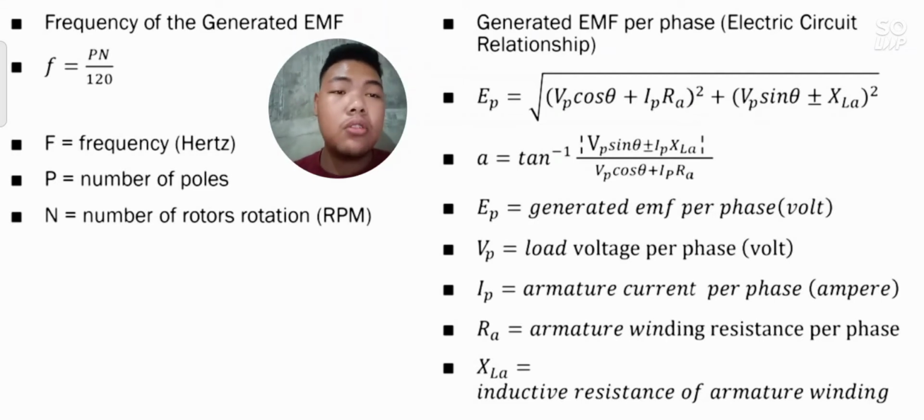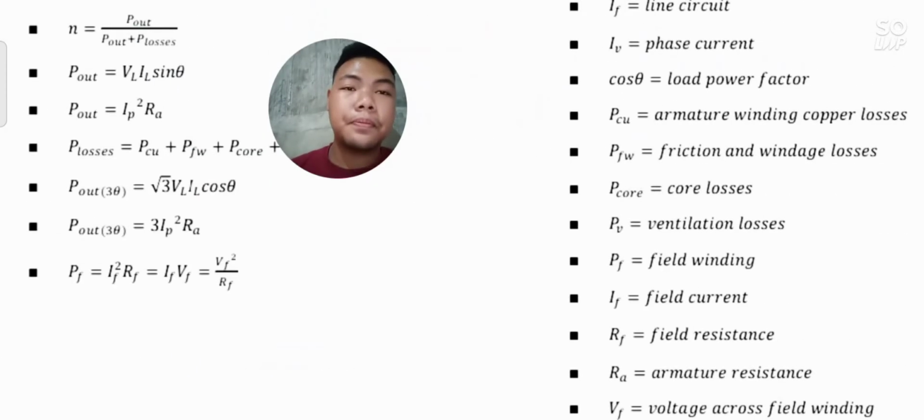E sub P is equal to generated EMF per phase in volts. V sub P is the load voltage per phase. I sub P equals armature current per phase. R sub A equals armature winding resistance per phase. X sub LA equals inductive reactance of armature winding.